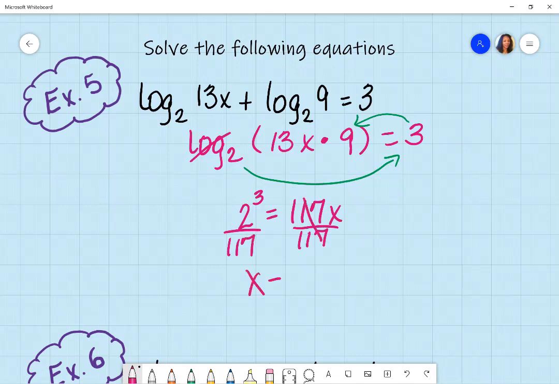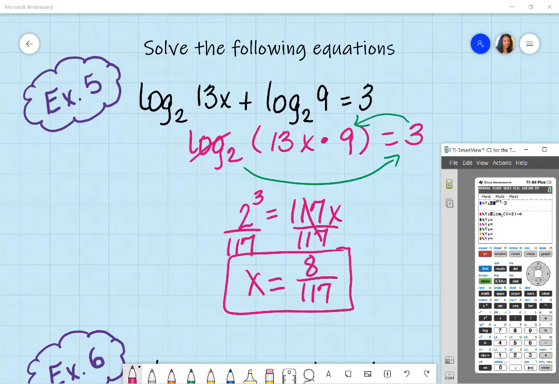So x is equal to, well, 2 to the 3rd power is 2 times 2 times 2, which is 8, all over 117. Okay, so when we're solving, what we want to do is double check our work. So that is what I did. I put it in and I meant to show you guys the graph. I'll go back and do that in a minute. So I put it in the calculator for you already.